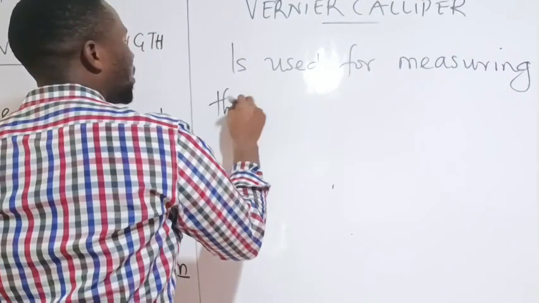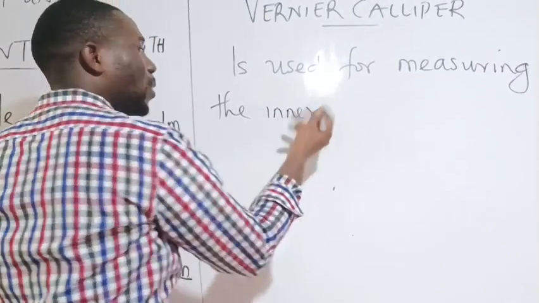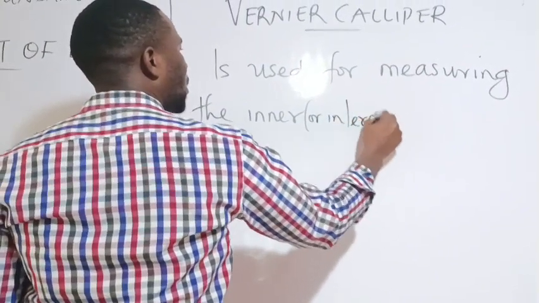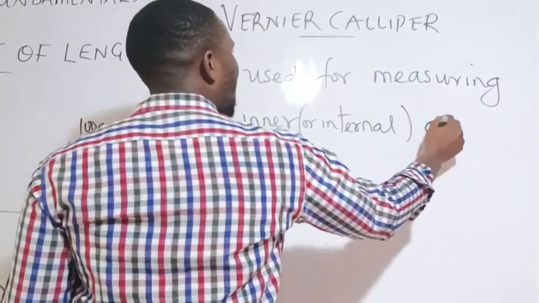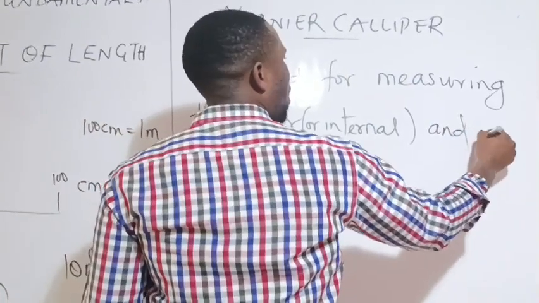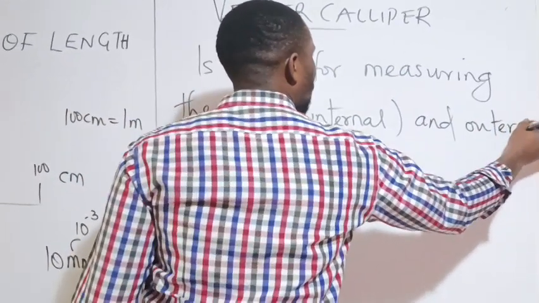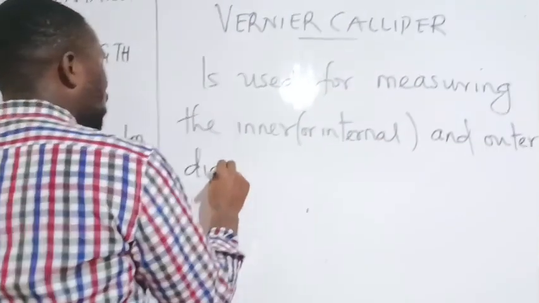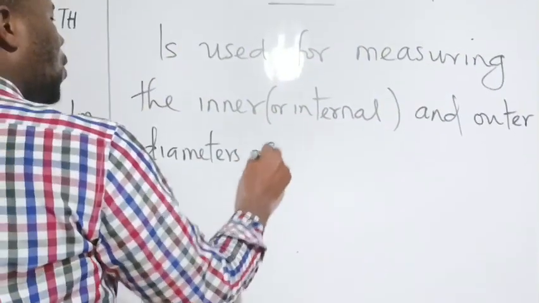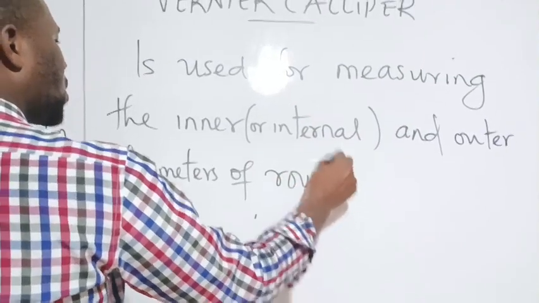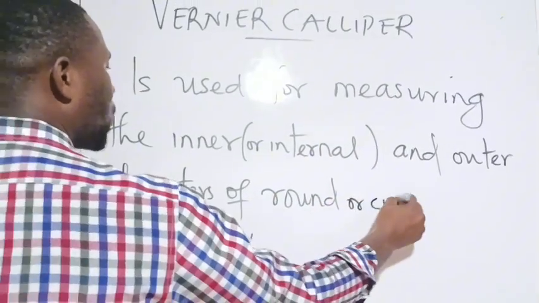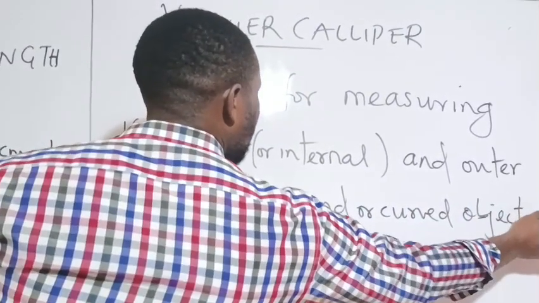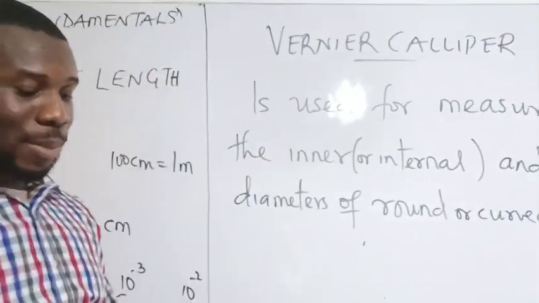Okay, the inner. We call this the internal, inner, and the outer, we also call external. Inner or outer diameters of round or curved objects. All right, but of course it goes beyond inner and outer diameter.